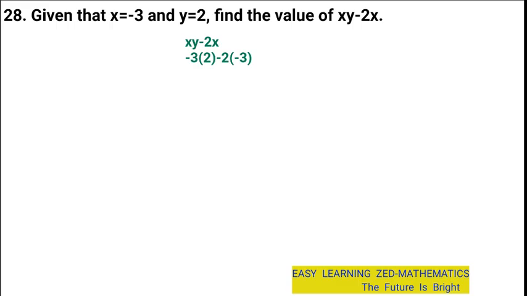Once I've done that, the next thing I'm going to do is the actual multiplication. -3 multiplied by 2 will give us -6, and -2 multiplied by -3 will give us +6. And then I'm going to evaluate -6 plus 6, which will give me 0. Okay, the answer will be 0. So the value of that expression is 0. Okay, let's go to the next question, which is question 29.